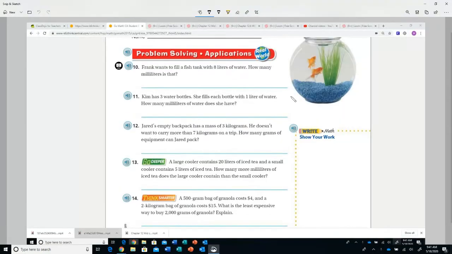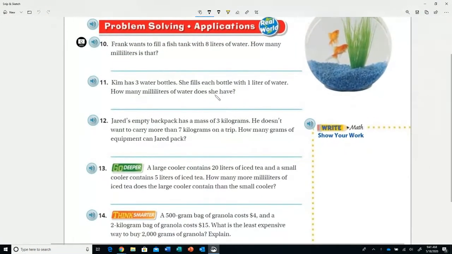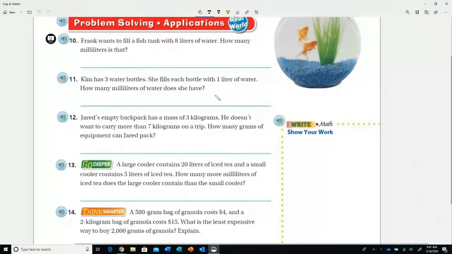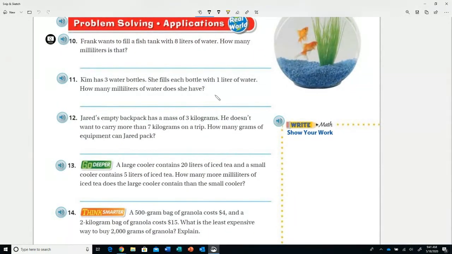All right, question number 10. Frank wants to fill a fish tank with 8 liters of water. How many milliliters is that? So again, here's an example of a problem that you must have your conversion factors for. The good news on this one is they're pretty simple. I'm going to put them both here on the side. So you need to know that 1 liter of liquid is equal to 1,000 milliliters. That's going to be a M and an L, and I want it to look correct. So I'm going to erase that. So this is going to be mLs, milliliters, and this is going to be for liquid.